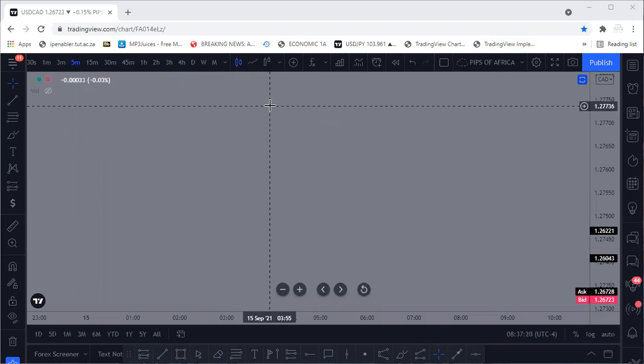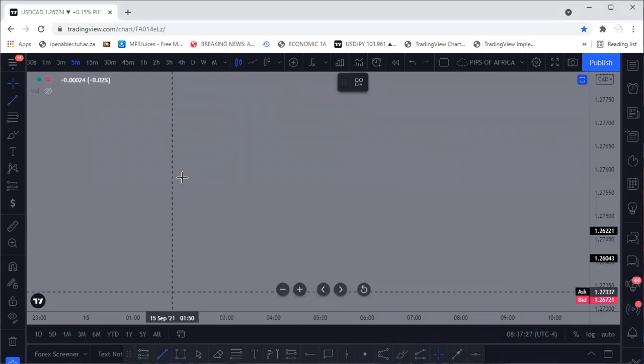I'm back with part one of the market structure. This is the market structure part one. So I'm here to talk about just a few things.